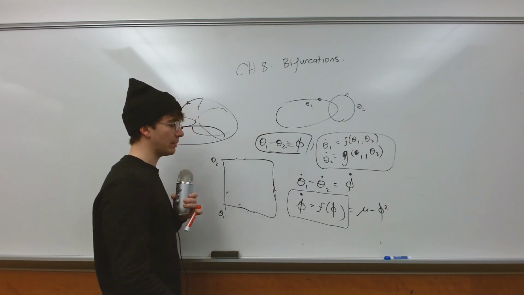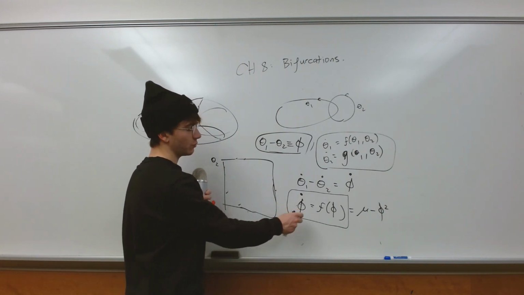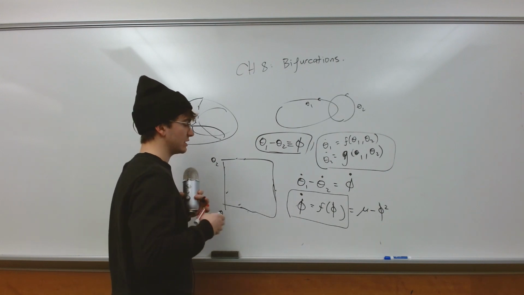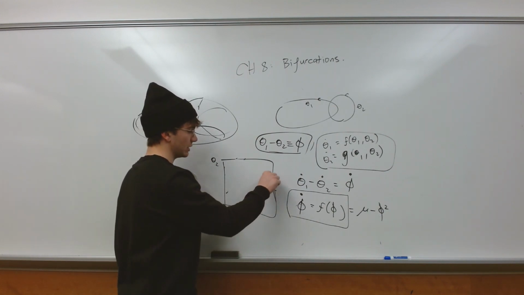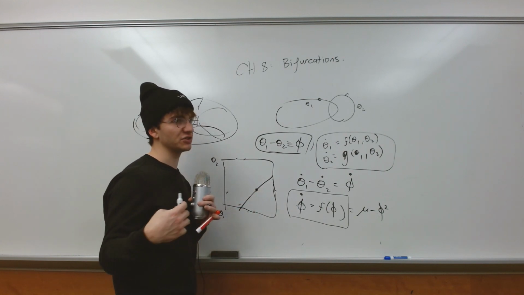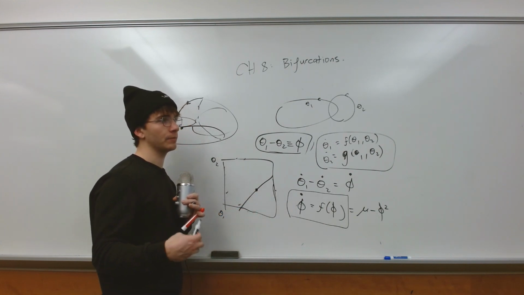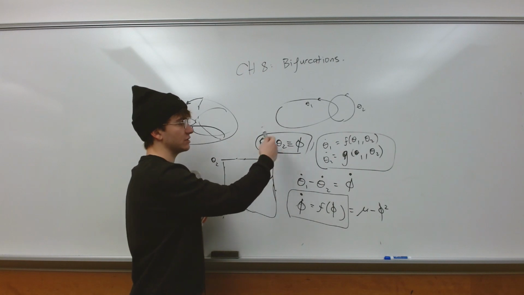But you have to remember that if this is a fixed point in the phase difference, then it's not going to be a fixed point on the magic square. It's actually just going to be a line, which corresponds to a stable periodic solution with this constant phase difference.